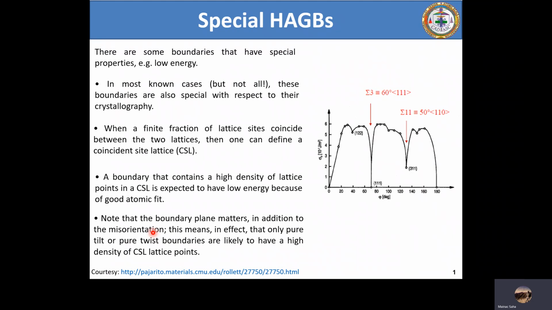So this means in effect that only pure tilt or twist boundaries are likely to have a higher density of CSL lattice points. This point means a lot, because when we look at the low angle boundary, as I told you in the initial session, low angle boundaries have a misorientation angle ranging from 0 to 15 degrees based on the Read-Shockley model.